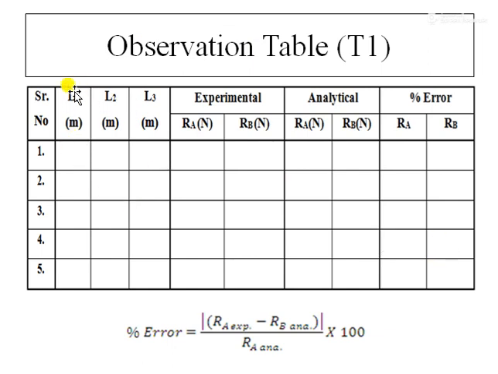So the observations here will be L1, L2, L3, which are the lengths at which the weights are kept. The weights will be constant, hence we are not going to mention the weights in this tabular form anywhere, since we know that the weights are constant. I am repeating, the weights are constant, and hence this observation table does not include the weight readings.